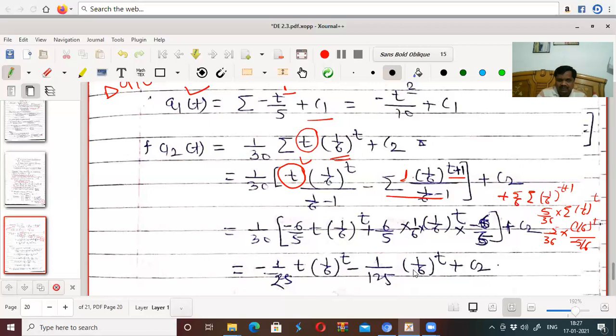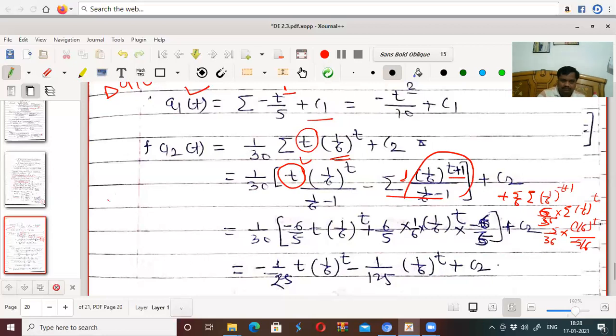So what will you get? Minus 1 upon 6, 6 cancel. Okay, this is 6 by 5, not 5 by 6. This one is minus. This is 6 by 5 here. Okay, one minute.